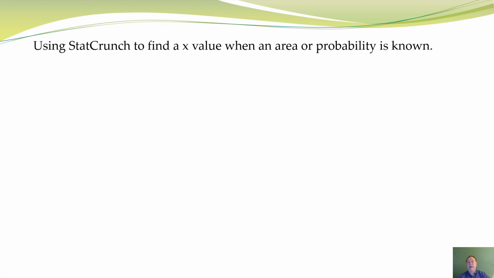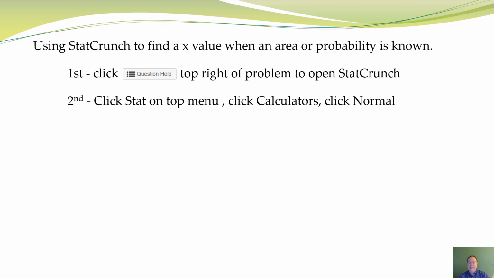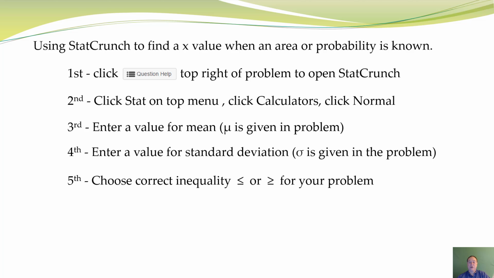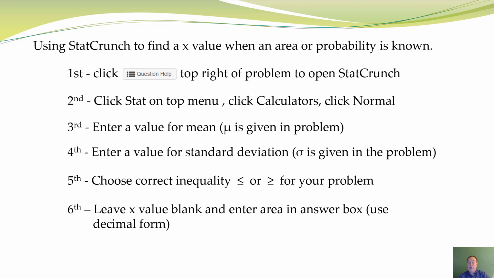Using StatCrunch to find an x value when an area or probability is known. Again, you open up StatCrunch using the question help. You click Stat, highlight Calculators, click Normal, enter a value for the mean, enter a value for the standard deviation, choose the correct inequality, leave the x value blank, and enter the area in the answer box, just like we did before with the standard normal. Click Compute.